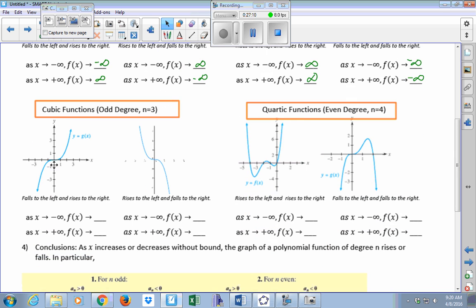Here, it's crossing at 0, 0. And it flattens out. It doesn't become totally horizontal. It's actually getting closer and closer and closer to the x-axis. And it sits on the x-axis at 0, 0. But again, you're changing sign. Here, your output is negative. Here, your output is positive. That's something to notice about odd degree functions.